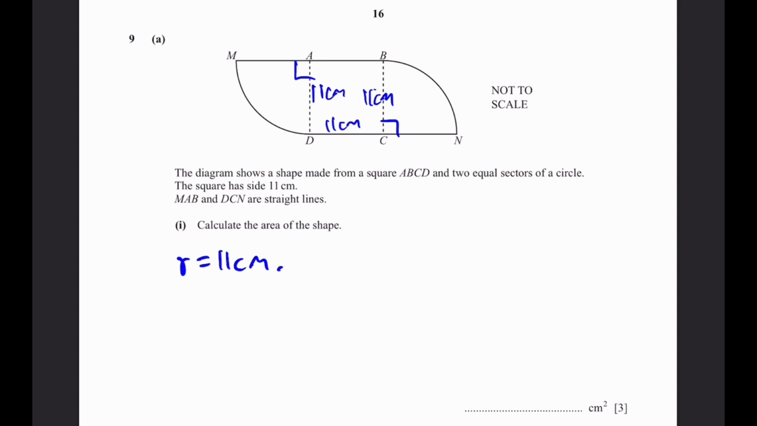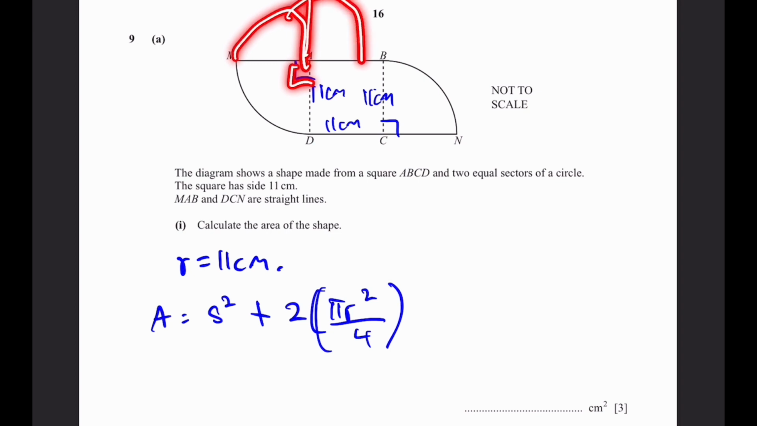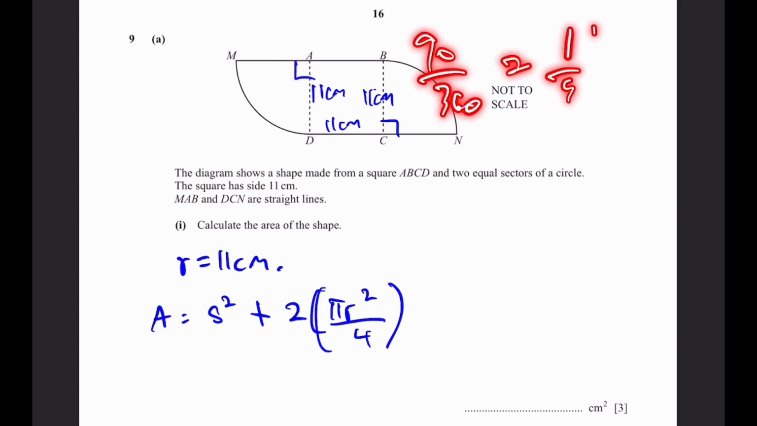We can calculate the area of the shape by doing area is equal to side squared for the square plus the area of this sector and area of this sector. So both of them are the same, so we can just multiply the area of 1 times 2. So 2 times pi r squared divided by 4, because these are quarter circles. 4 of them would make a full circle, like that. Why? Because it's 90 degrees. 90 by 360 is 1 by 4. So that's a quarter of a rotation in the middle angle.